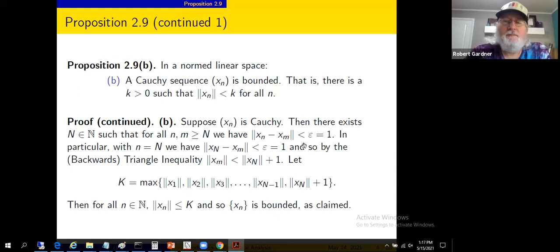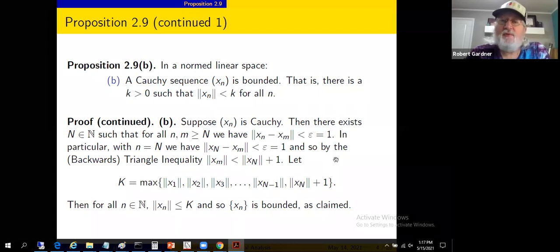So take epsilon to equal 1. There exists such a capital N. All right, if we take index n, lowercase n, to equal capital N, as introduced above, then we have the norm of x sub capital N minus x sub m is less than epsilon, that is 1. And this holds for all m greater than or equal to capital N. So eventually, all the terms in the sequence are within 1 of this x sub capital N, the x sub capital N being guaranteed up here by the definition of Cauchy.